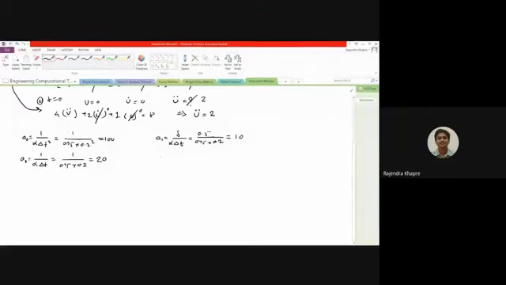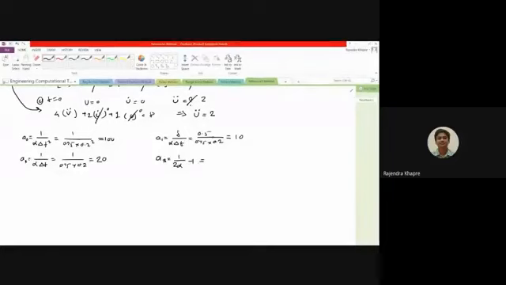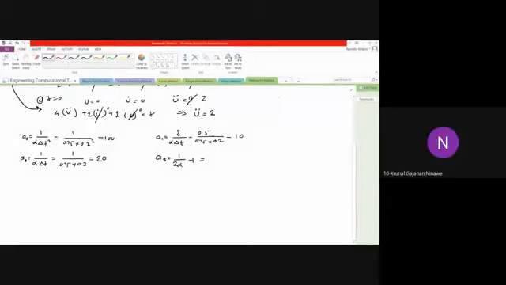Then we have a3 also. A3 is coming out to be 1 upon 2 times alpha minus 1. How much is this? How much is a3? 1. 1. Okay.